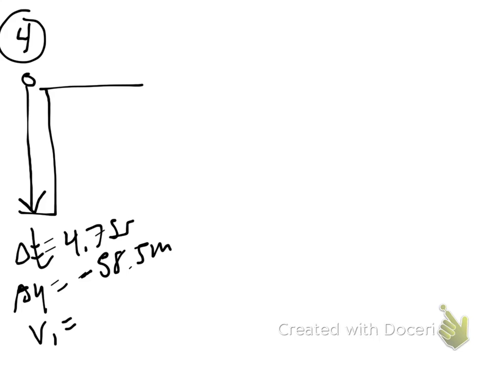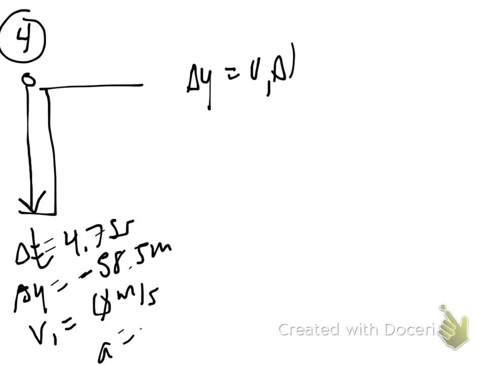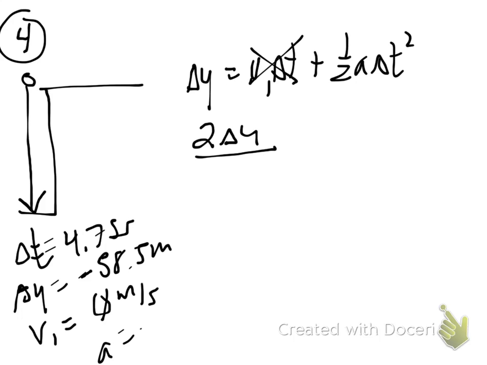What was VI? 0. Yeah, because you dropped it. So we've got VI, delta y, and t. We want acceleration. This seems like a great place to bust out the old delta y equals VI delta t plus 1/2 a delta t squared. Because VI is 0, that just goes away because that'll multiply into 0. And we can rearrange from there. So 2 delta y divided by a.